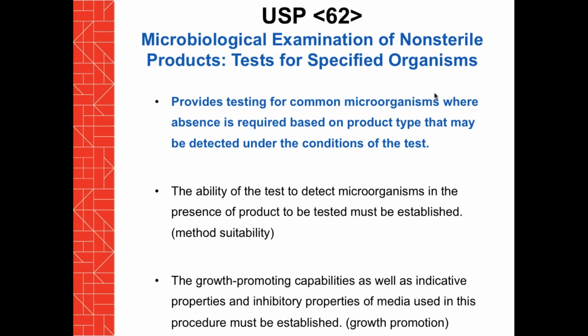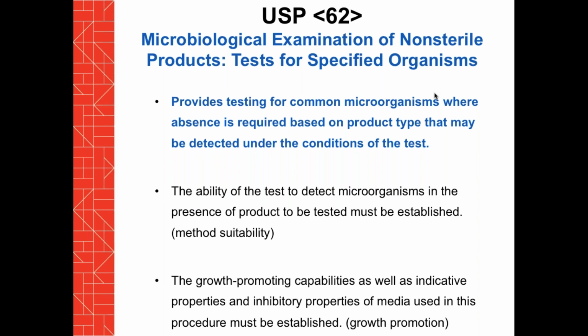USP 62, the absence of specified microorganisms, provides testing methods for a list of common microorganisms where absence is required for a certain type of product. As noted in the title, this test is applicable only to non-sterile products. The absence criteria for many common routes of administration are provided in USP 1111, which is Microbiological Examination of Non-Sterile Products: Acceptance Criteria. However, the list is not necessarily exhaustive.